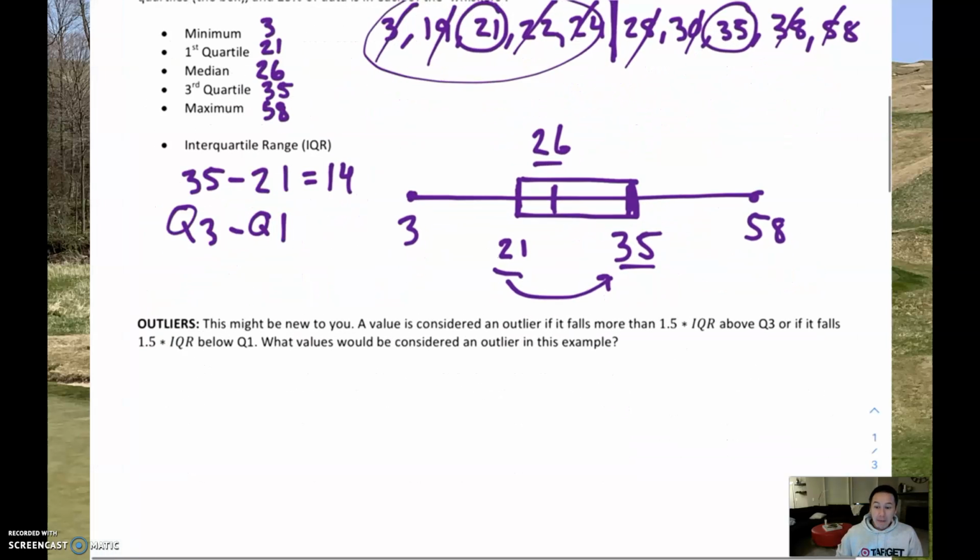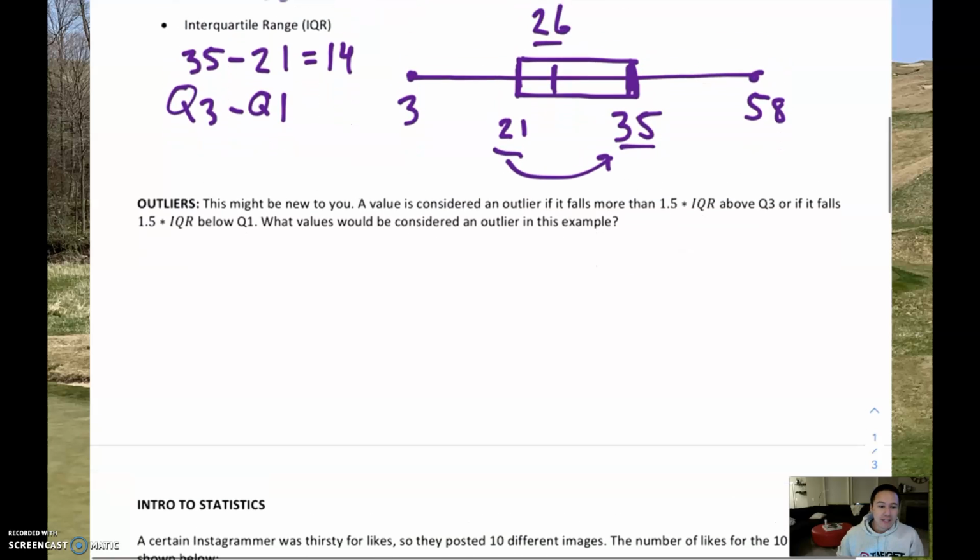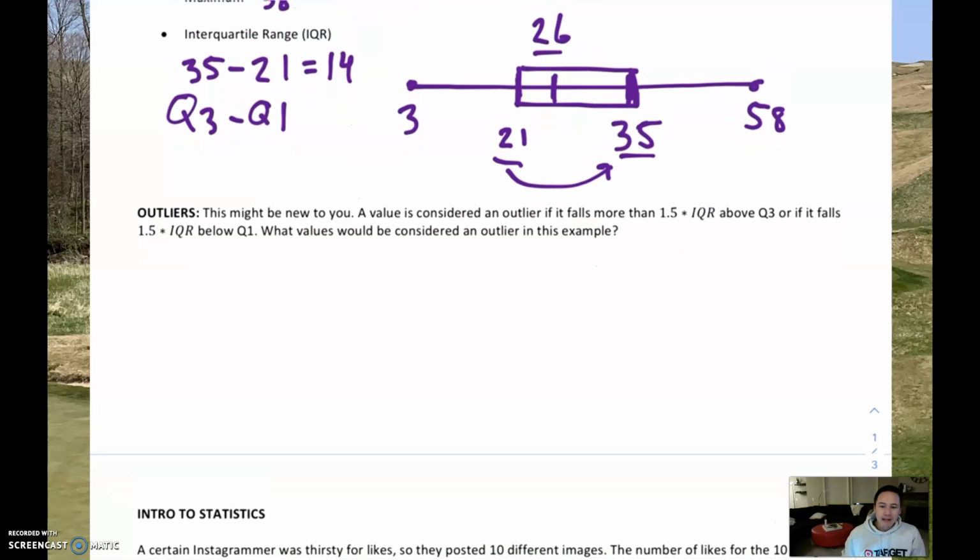Now the thing that might be kind of new to you is this thing called outliers. A value is going to be considered an outlier if it is more than 1.5 times the interquartile range above Q3, or 1.5 times the IQR below the first quartile. That's a lot of words. Let's go ahead and look at the example.